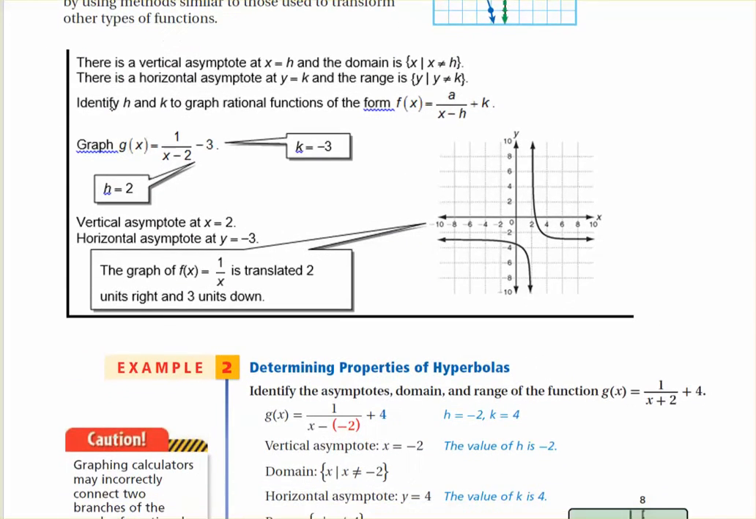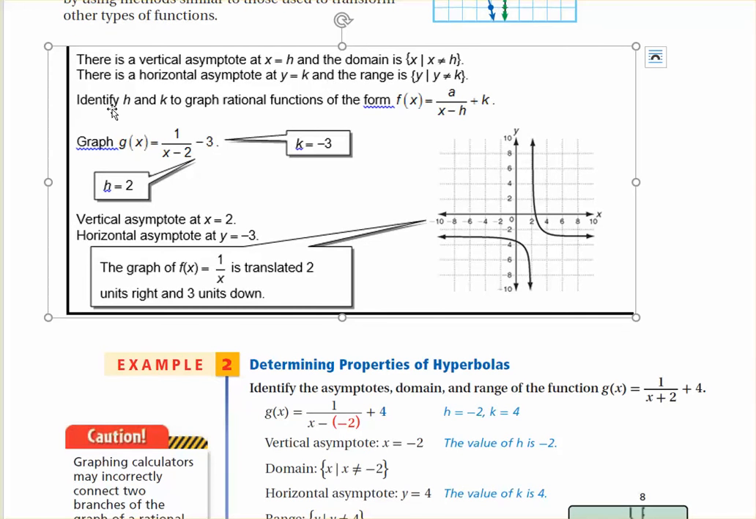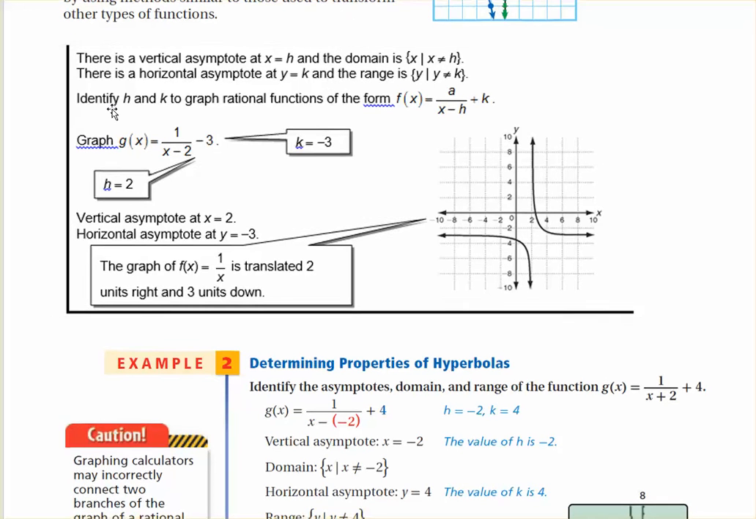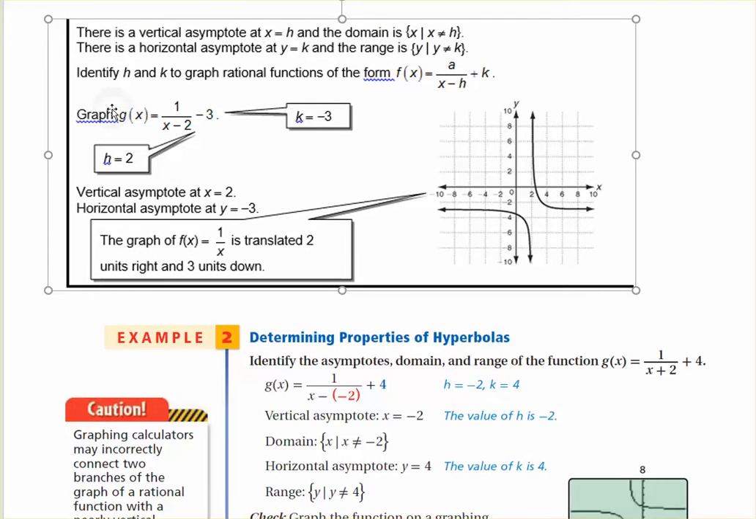Rational functions are also sometimes called inverse functions, or there's another word that'll come to me. This is an example of a rational function that has been transformed. So this one has been translated 2 units right and 3 units down. So then your asymptotes are at a different place. In this one, the vertical asymptote is at x equals 2, and the horizontal asymptote is at y equals -3, because it went down.